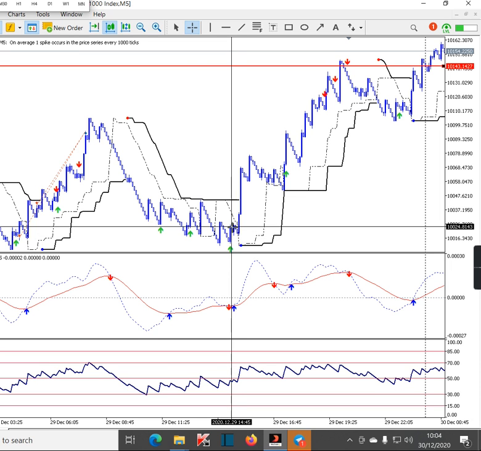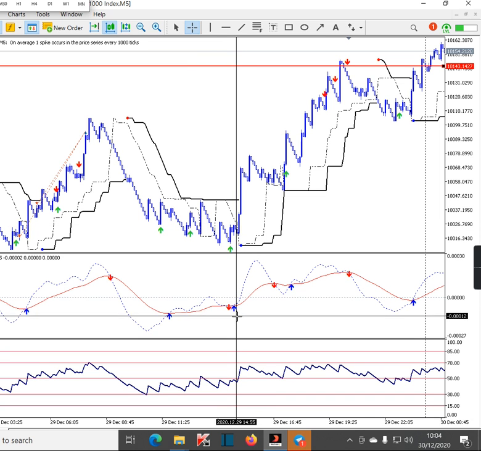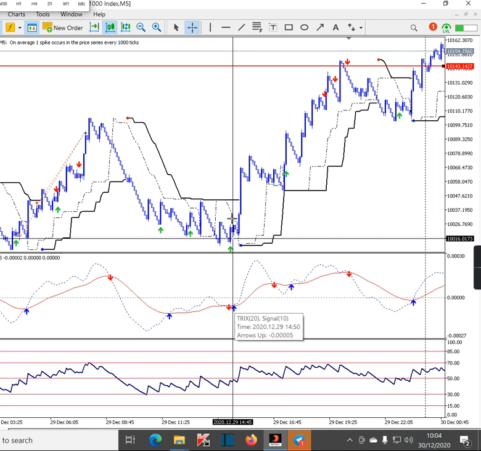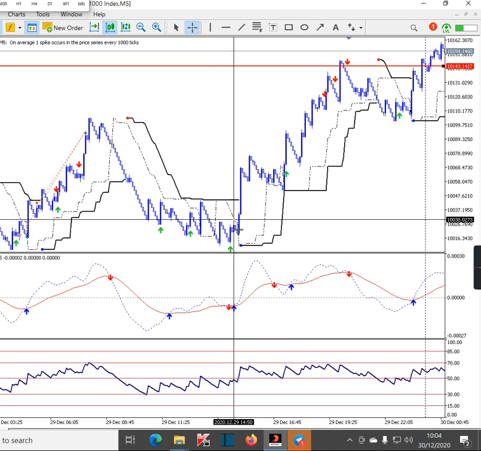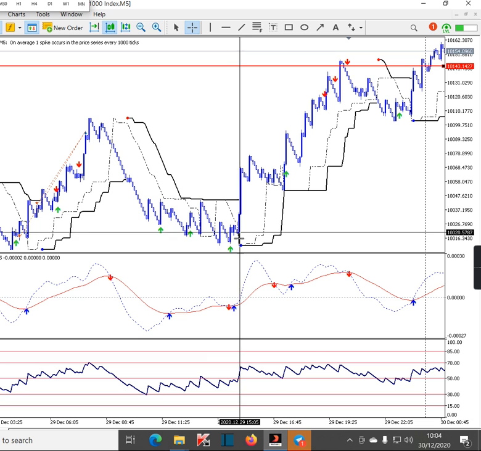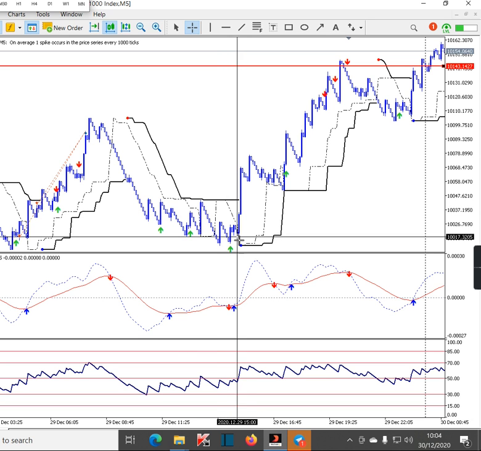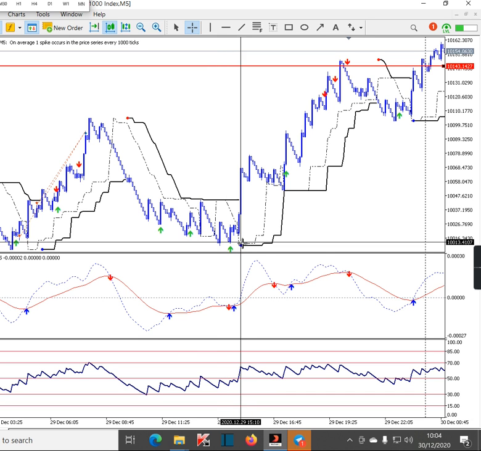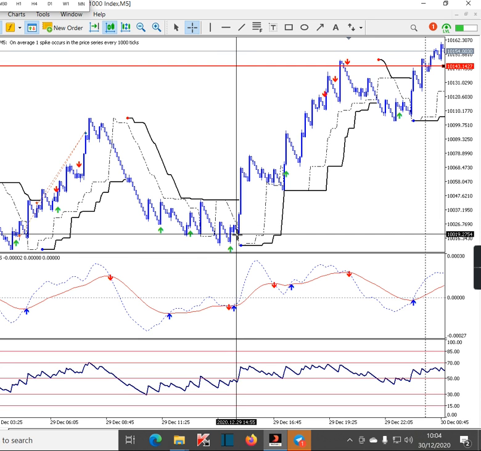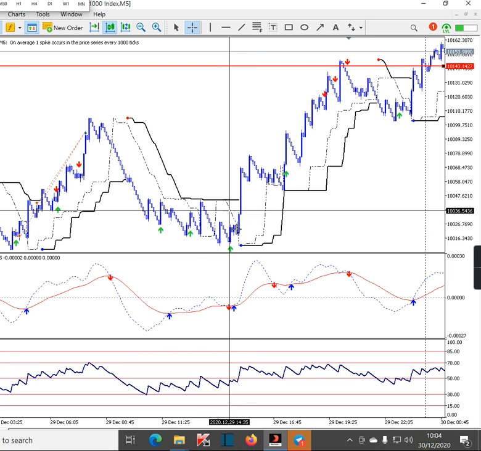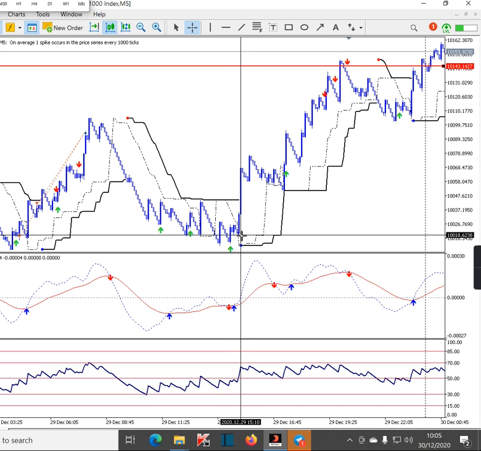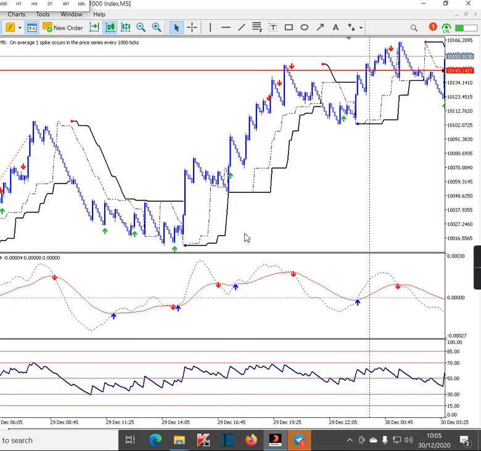Then there's also another way. If this signal does not generate, you can close the trade when the candle closes and crosses the small dotted black line. You can see here, when this candle crosses this dotted black line, you just have to close your trade there. This is also another exit area.